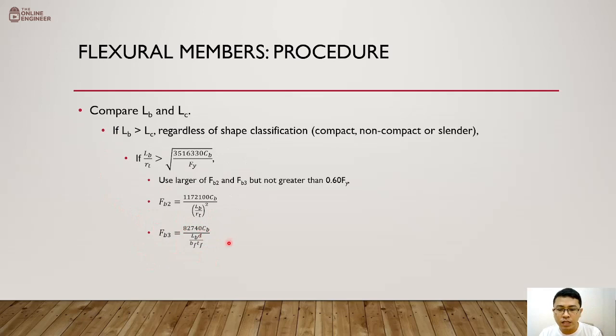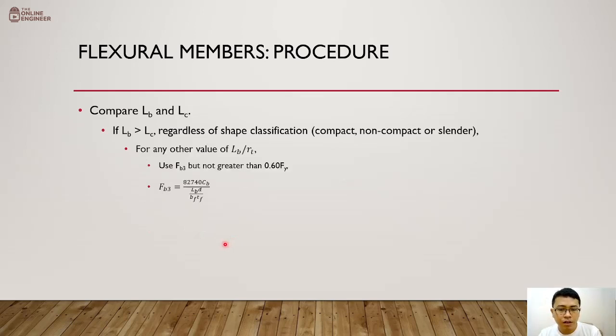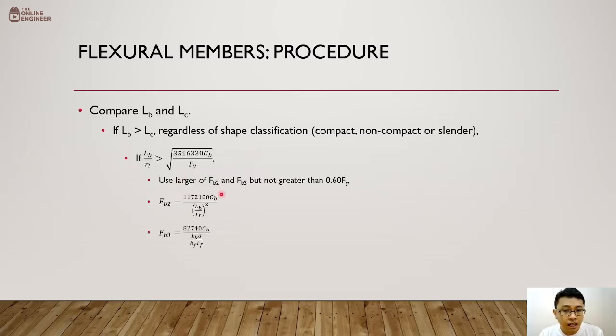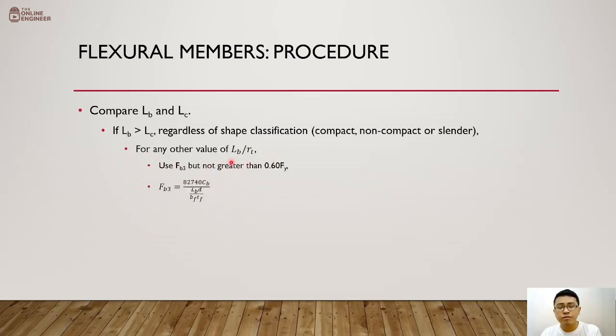Okay, so it's 82740 CB over LBD over BF TF. All right. So in this case, we have covered those particular criteria. What about if our LB over RT does not match these conditions that we have? According to the code, for any other value of LB over RT, we are going to use FB3, but not greater than 0.6 of FY. What is FB3? FB3 is 82740 CB over LBD over BF TF. So this is the same formula that was used for the previous two slides that we have.